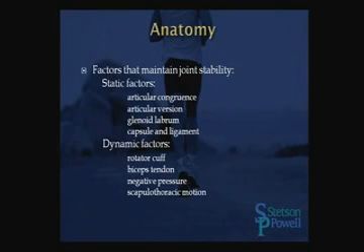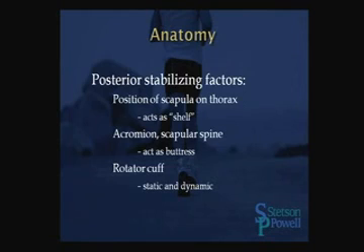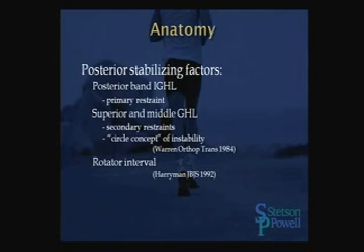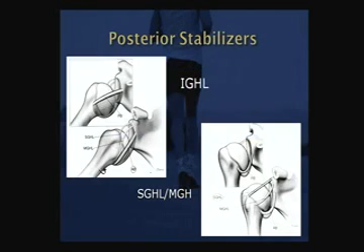The anatomy has static factors as well as dynamic factors that can maintain posterior stability of the shoulder. That includes the position of the scapula on the thorax, which acts as a shelf, the acromion, the scapular spine, and the rotator cuff, both as a static and dynamic. Posterior stabilizing forces in general are the posterior inferior glenohumeral ligament. The superior and middle glenohumeral ligament act as secondary restraints, and this is part of the circle concept of instability as described by Warren and others.